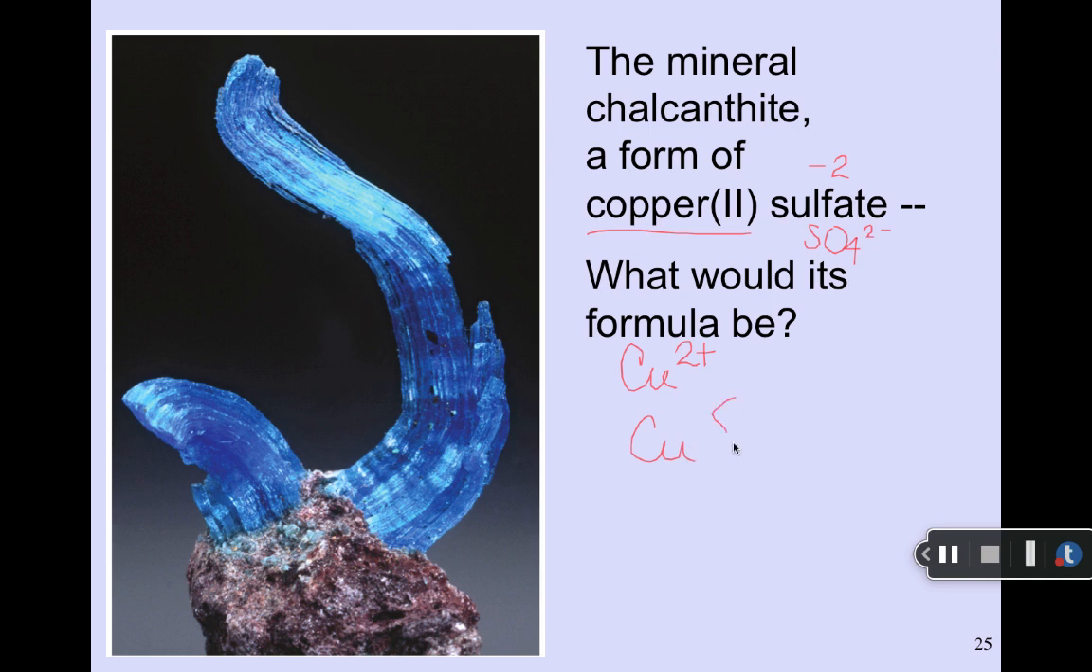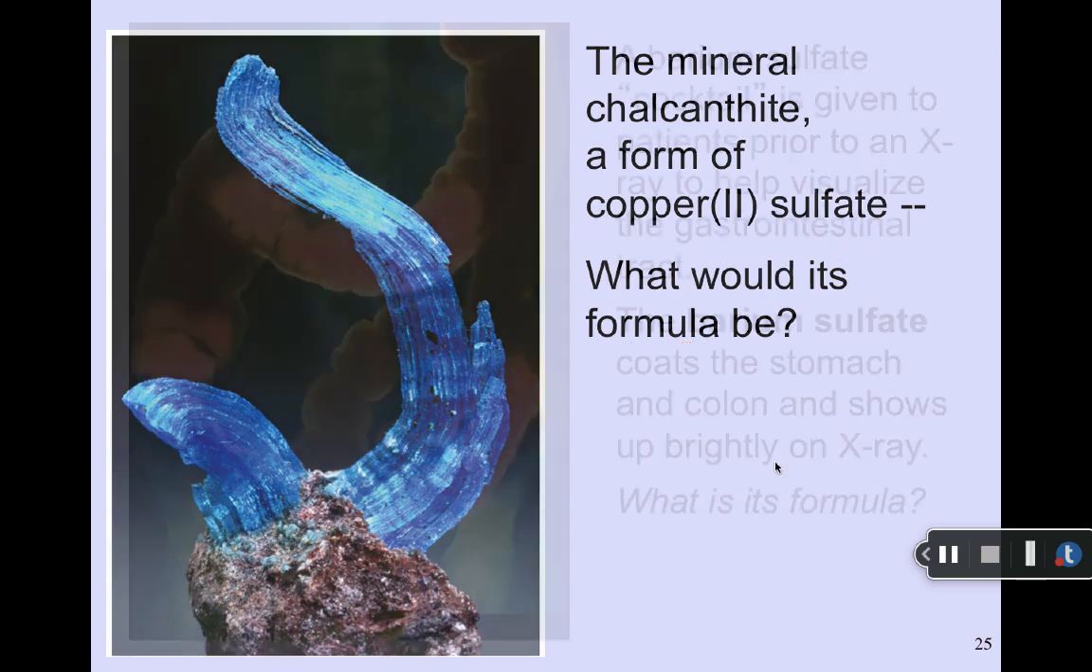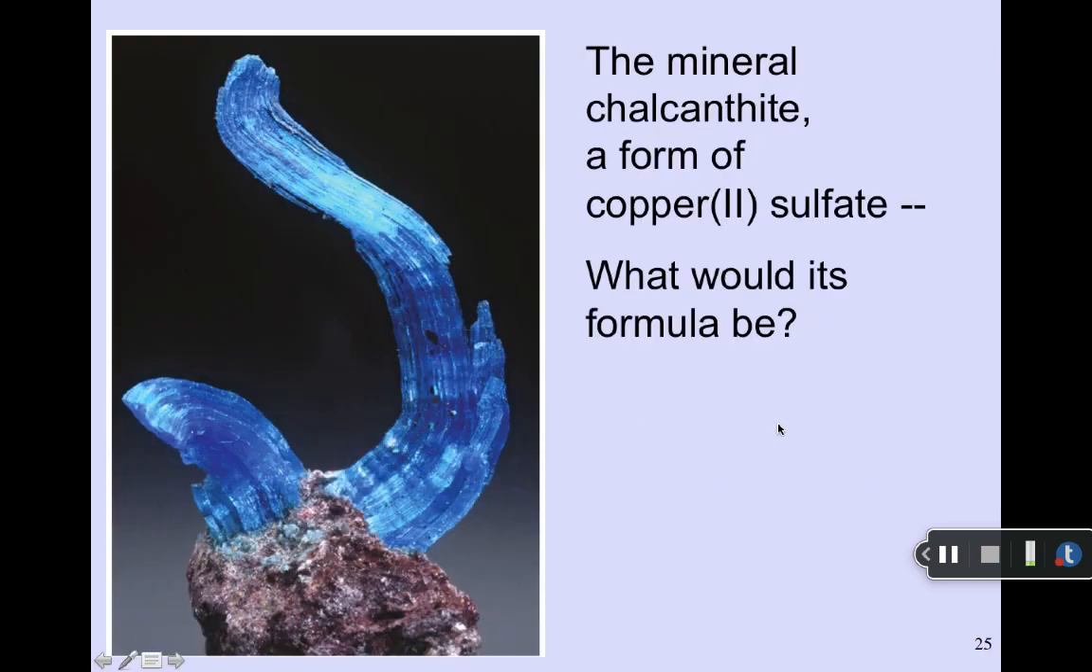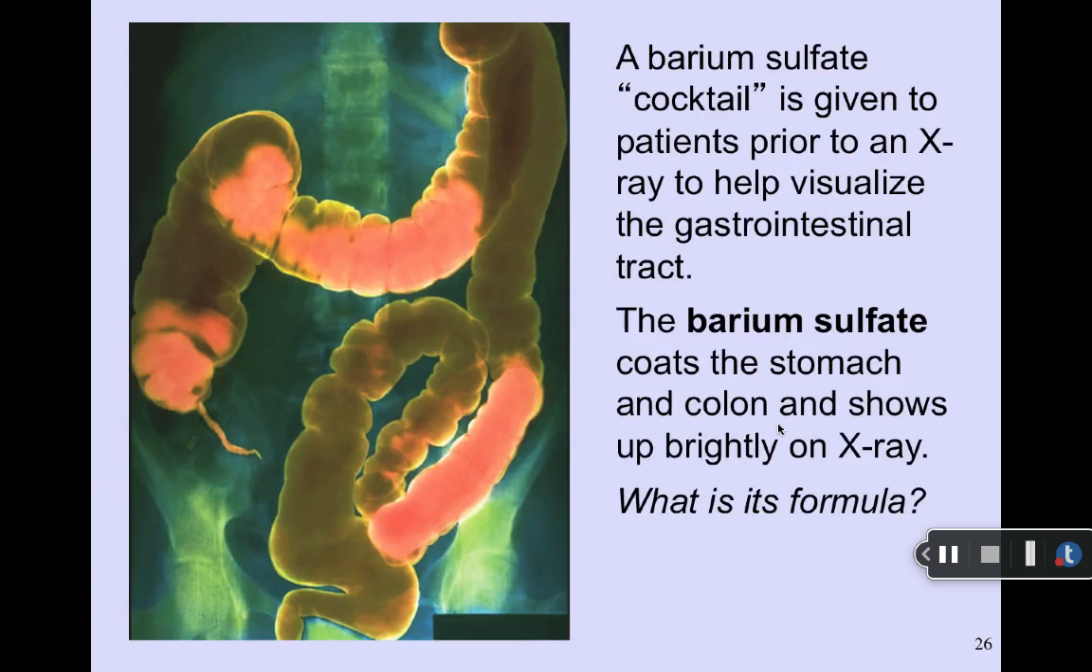What does the formula need to be? Apparently, we only need one of each. Simple as that. Copper(II) sulfate is going to be very simply written. Whoops, my tools are being picky today. Okay. Now, the next one is another example.